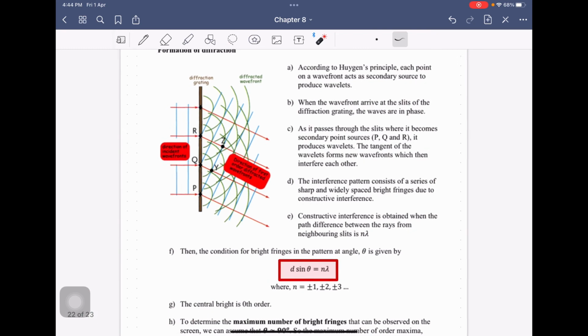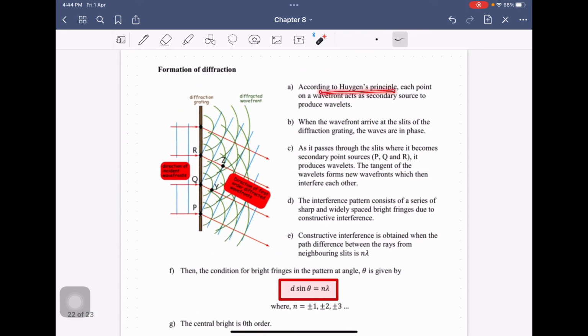Alright. So, untuk diffraction grating, according to Huygens principle, each point on a wavefront acts as a secondary source to produce wavelet. Okay, when the wavefront arrive at the slits of the diffraction grating, the wave are in phase. Okay, as it pass through the slit where it becomes secondary point source, P, Q dengan R tadi, it produce wavelet. Okay, the tangent of the wavelet akan form new wavefront which then interfere each other. Alright, so the interference pattern consists of series of sharp and widely spaced bright fringe due to constructive interference.